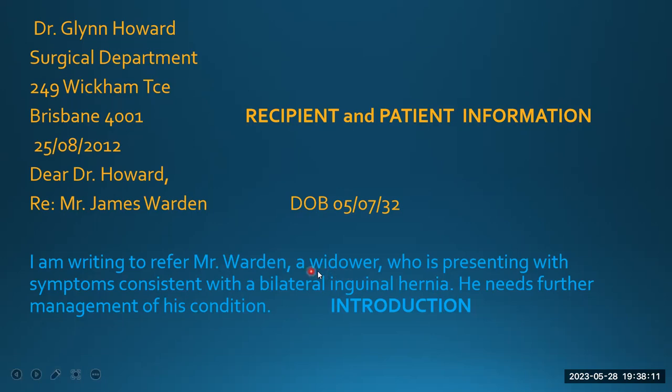Maybe some additional information, like here I mentioned a widower. And the purpose of the letter, like why you are writing. You are writing because he needs treatment of bilateral inguinal hernia. This is the reason, this is the purpose. You are writing to a surgeon because he is having bilateral inguinal hernia. And what does he need? This is the purpose, and you need to expand the purpose in the introduction. He needs further management of his condition. This is the expansion of the purpose.